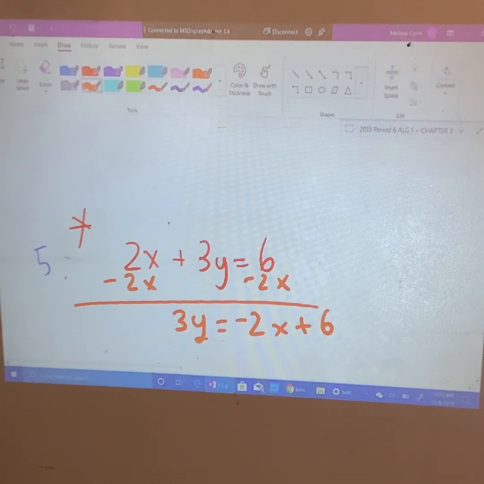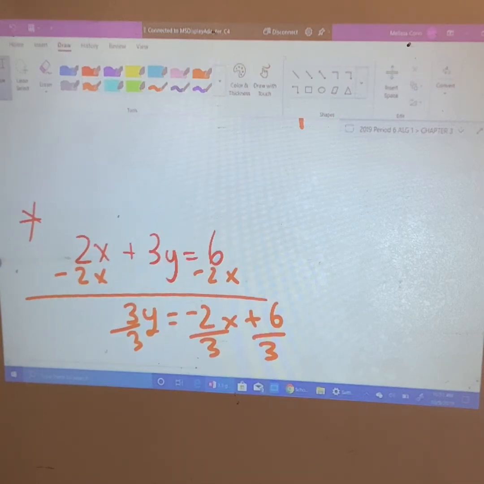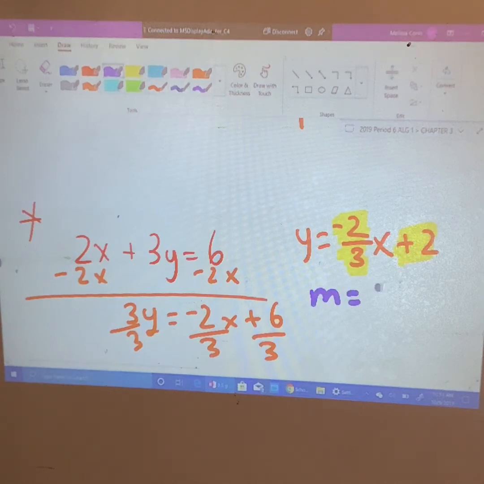And now let's solve literally for y, so let's divide everything by 3. My new equation, written in slope-intercept form, will be y equals negative 2 over 3 x plus 2. Now I can look at that equation and see that the slope is sitting right here and the y-intercept is sitting right there. So my m is negative 2/3. I know this line is heading downward in a negative direction, and I know where this line crosses the y-axis.